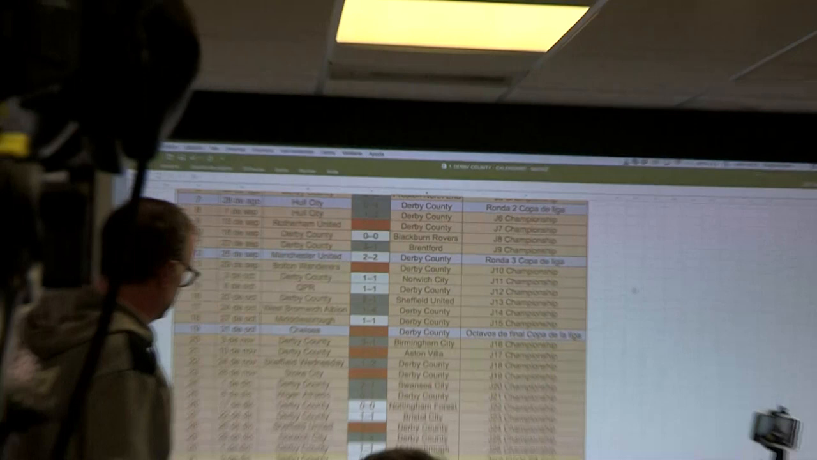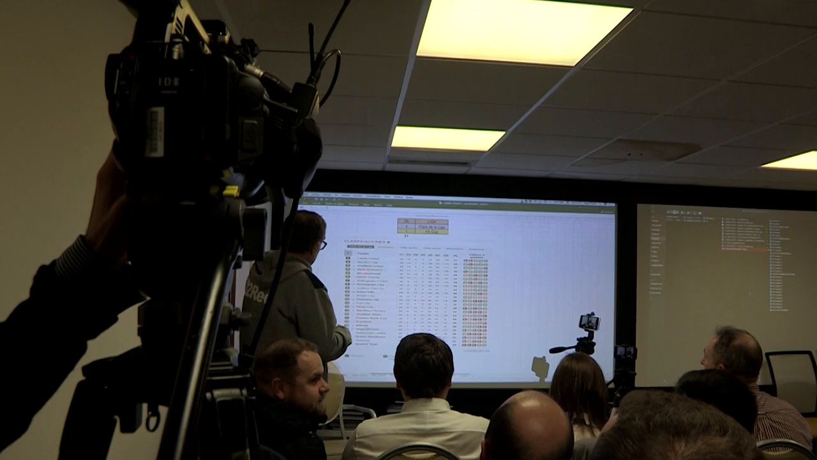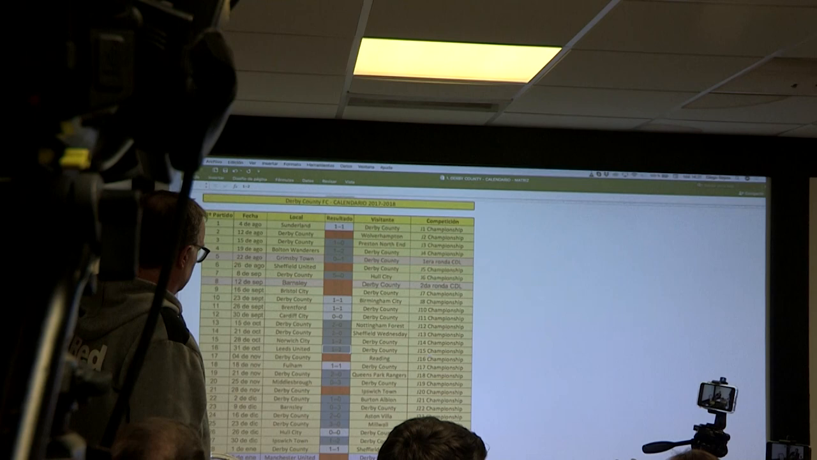This is the previous year, right? The league table at the moment we faced them. This is the table when we played against them.